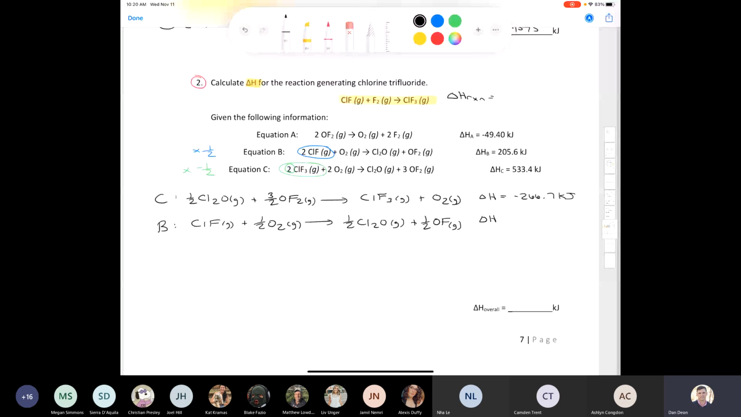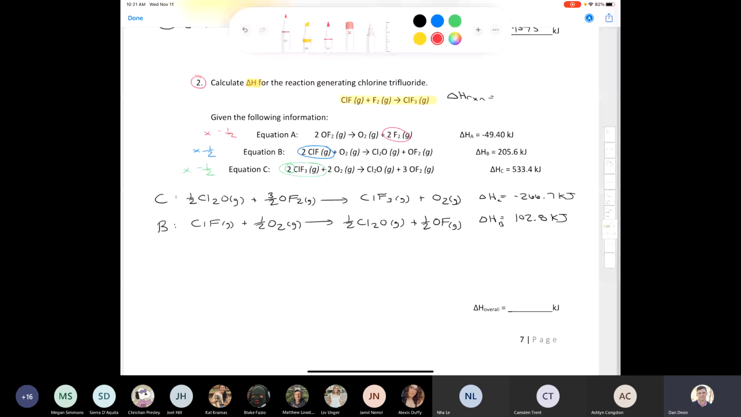And then the delta H for that one, when I divide that in half, I get that my delta HB is 102.8 kilojoules. Okay, then from equation A, what do I see in equation A? It's the only place that I have the fluorine, isn't it? It's the only place I have F2, but I have 2 moles of it, and it's a product. So I have to reverse that to make it a reactant. So I'm going to multiply that whole thing by -1/2.